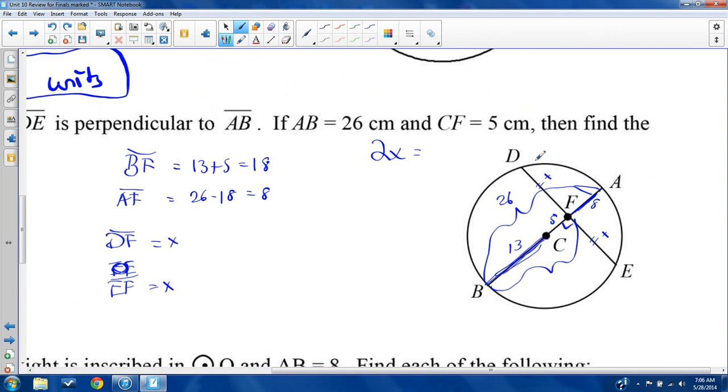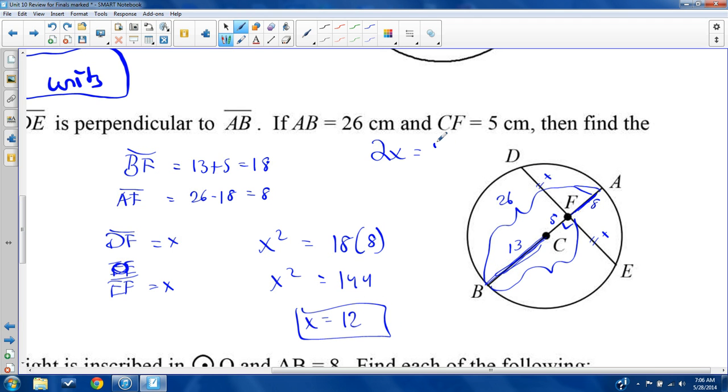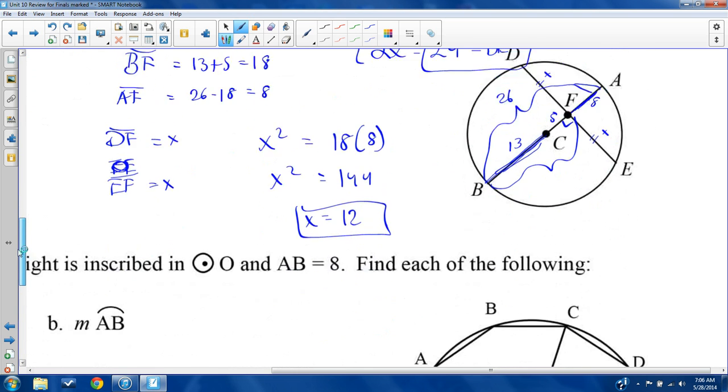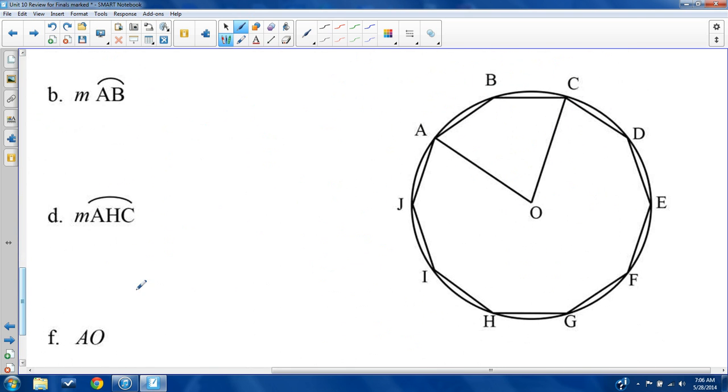So that'll be this times this, x times x, which is x squared, equals 18 times 8. So x squared equals, let's see, 18 times 8 is 144. So x equals the square root of 144, which is 12. If x equals 12, 2x again equals 24, which is DE. Okay, so we got DE one more time. Very good. Questions on that? Check it out. There's two different ways we solved that one.